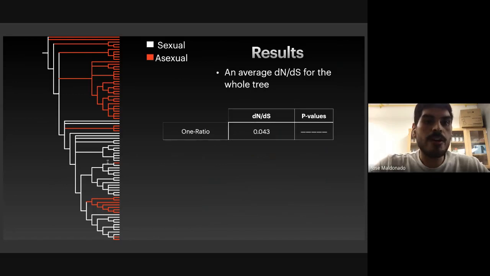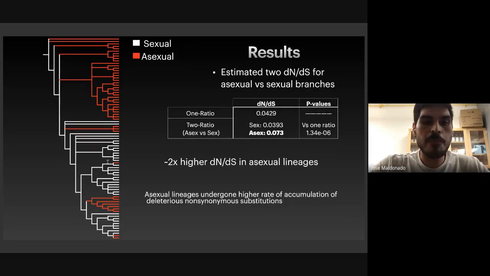We made a highly supported phylogenetic tree that you can see right here. Red branches are the asexuals, white ones are the sexuals. And the first thing we did was a simple one-ratio model for the complete tree, and we got a dN/dS of 0.443. Then we did the next model, which is a two-ratio model, where we compared the asexual branches versus the sexual ones. And clearly here you can see the asexuals have an elevated dN/dS, about 2 times higher, signifying that the asexual lineages are accumulating these harmful mutations. And of course, we compared our two-ratio model to the one-ratio model, and you can see it's a better fit.